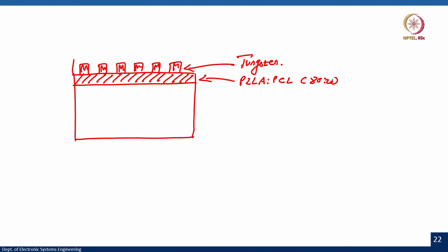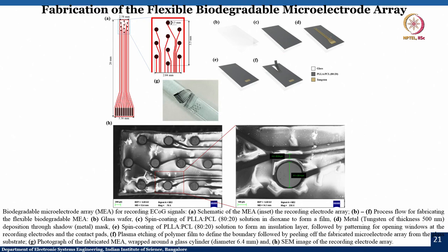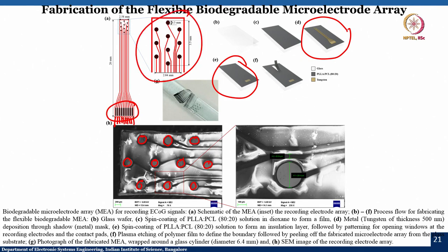On this tungsten electrode, I will again have PLLA and PCL, okay. This I am drawing like this just to make it easy. And then I'll open the windows such that I can access the contact area, right. What I am doing here, if you see this particular image, is that these electrodes are patterned, then you have this PLLA PCL coated on those electrodes, and then we will open the contact only in this region, you see here. And in this region, 1, 2, 3, 4, 5, 6, 7, 8, 9, 10, these black color contact pads, and the recording electrode, we remove the PLLA PCL.